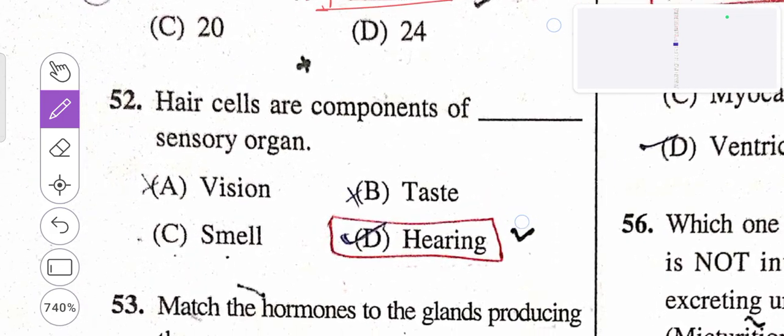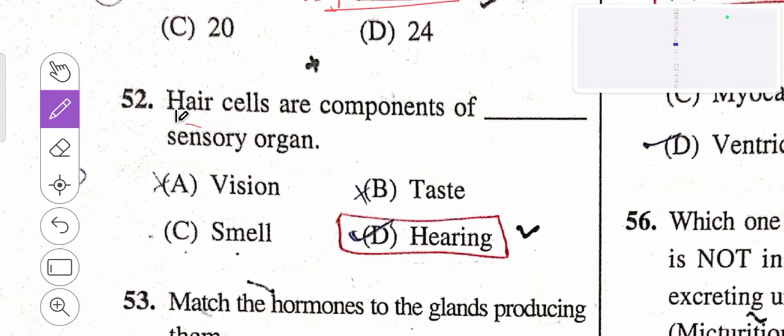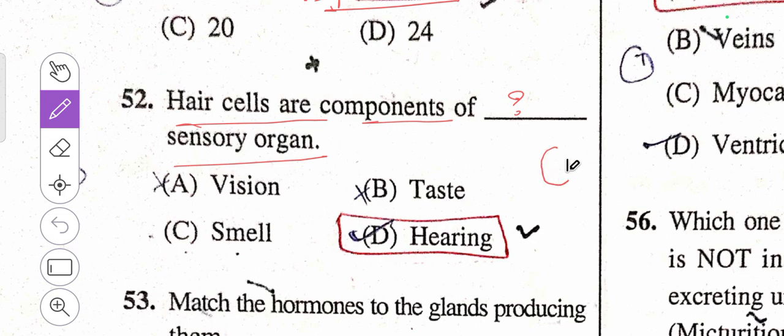Then, hair cells are components of what in the sensory organ? In the ear, we will come across a hair-like structure. So these hair-like structures will act as a sensory structure, and this sensory structure will help in what? That is hearing.